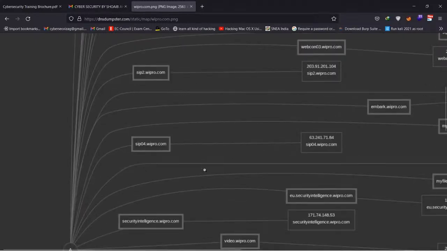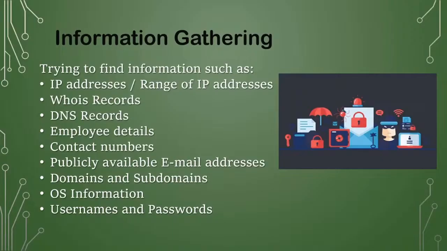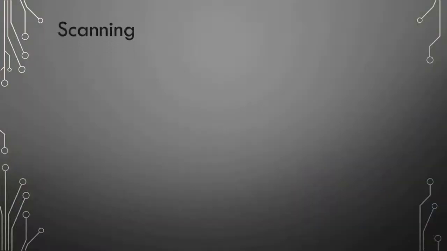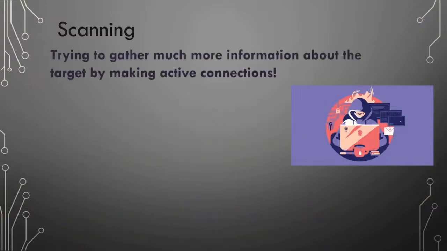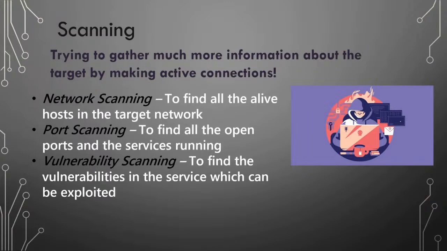So after you gather information like this about a target organization, then we go with the scanning phase. Okay, scanning is where we get some extra information by directly contacting the servers. Okay, so to gather more information by making active connections with the direct target. So in this phase we'll be using three types of scanning. There's network scanning, port scanning, and vulnerability scanning.